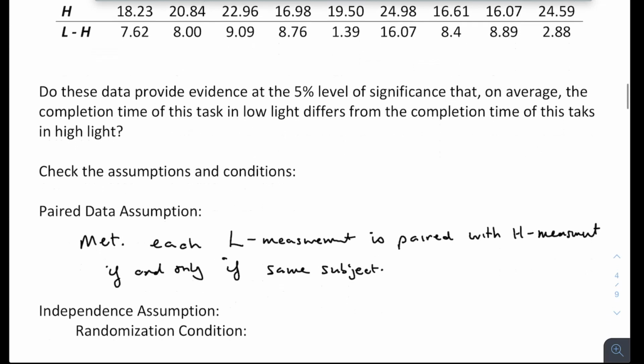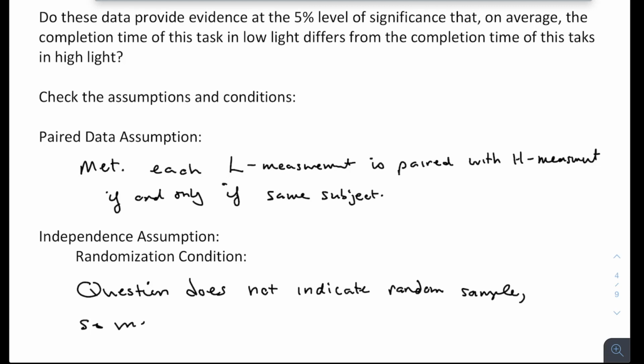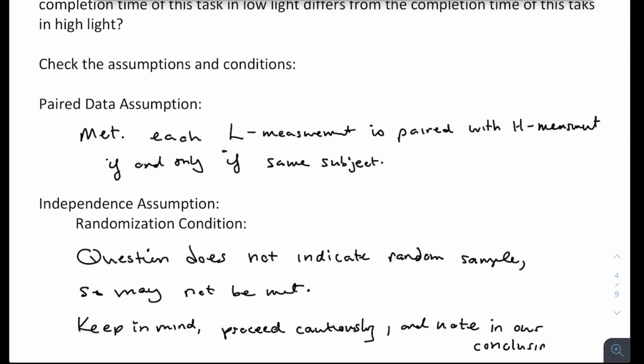Now, is the independence assumption met? i.e., is the randomization condition met? Unfortunately, the question this time doesn't tell us if this is a random sample. So I'll just say that. The question does not indicate a random sample, so may not be met. Well, keep in mind, proceed cautiously and note in our conclusion. So we'll hedge our conclusion a little bit to account for the fact that one of these assumptions may not actually be met.